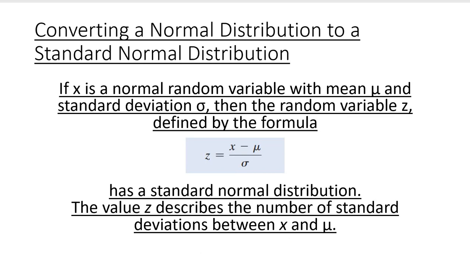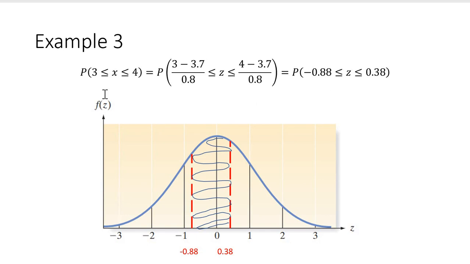We can use this formula in order to compute the variable z. So here we take this value, subtract the mean, divide by the standard deviation, and the same we have to do with the upper value. After very simple calculations, we know that we have to find the probability that z falls between negative 0.88 and positive 0.38. So this is the area we are interested in.